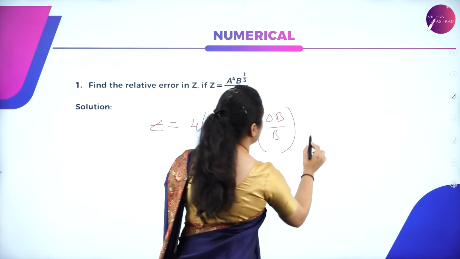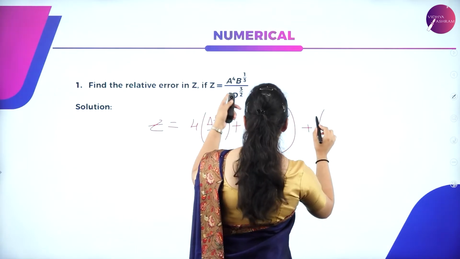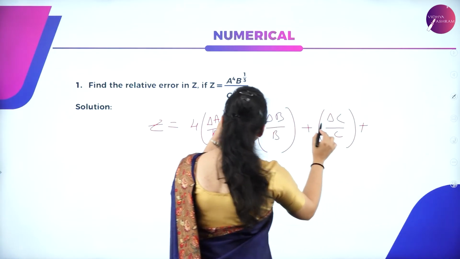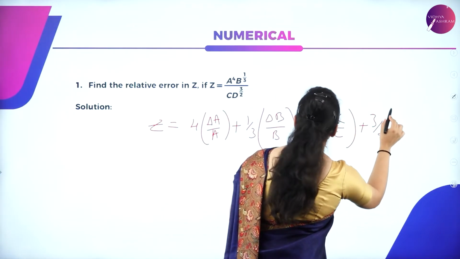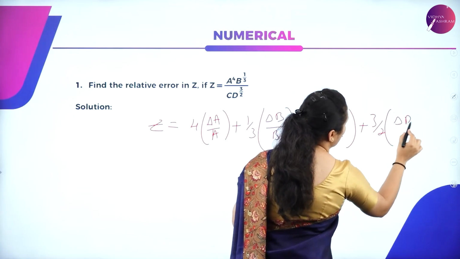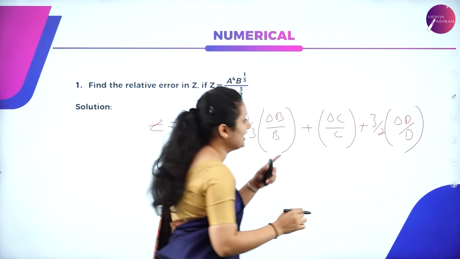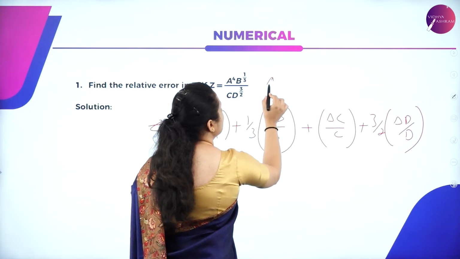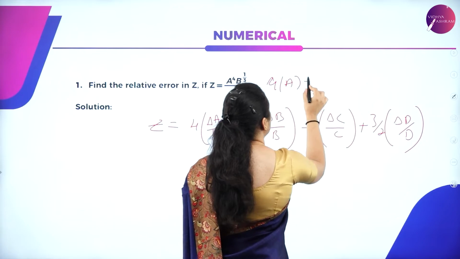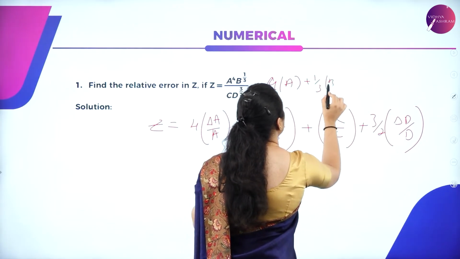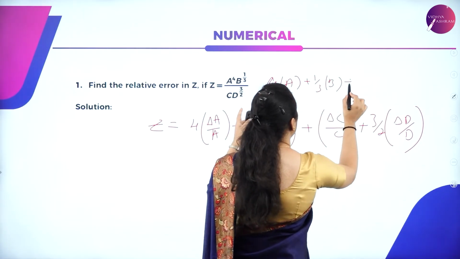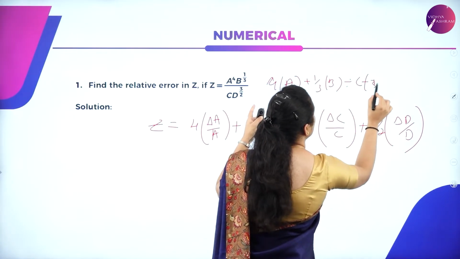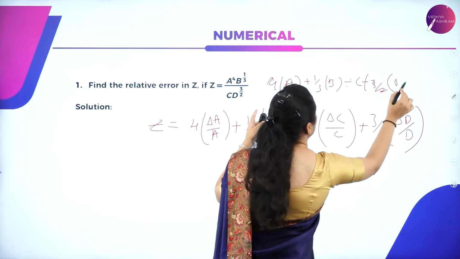So, here you can see it will be plus, there is no power here. So, it will be delta C by C. Again plus, it will be 3 by 2 times error in quantity D. So, you can ask me a question here. Ma'am, it is divided by. So, should I write 4 times A plus 1 by 3 times B, and it is divided by C times C and plus 3 by 2 D?